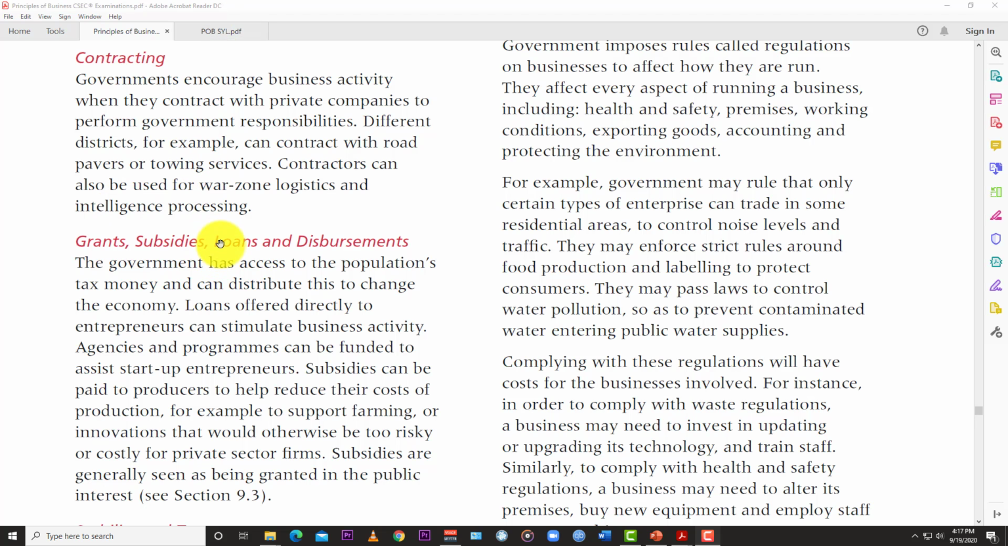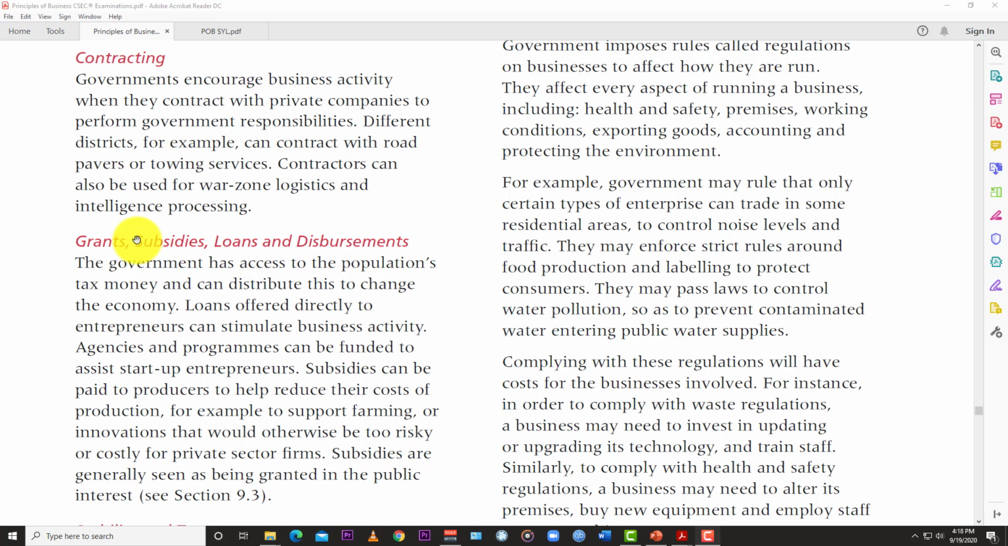But then they can offer what you call soft loans. Those are loans at a very low interest rate. That would also encourage people to invest in certain energies, certain industries, and things like that. And of course, you have subsidies. Subsidies are also a way in which the government can help to reduce the overall production costs in certain industries. Again, a popular industry would be the agricultural industry.